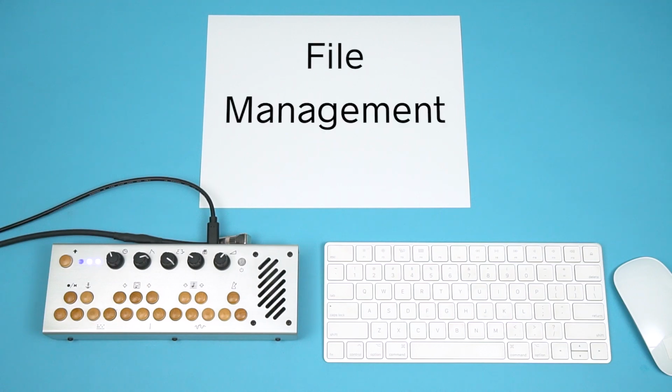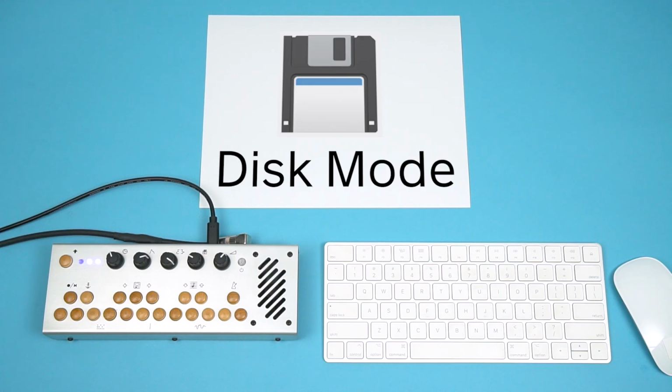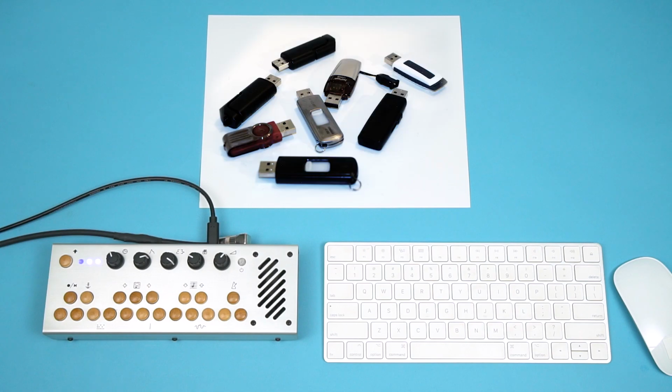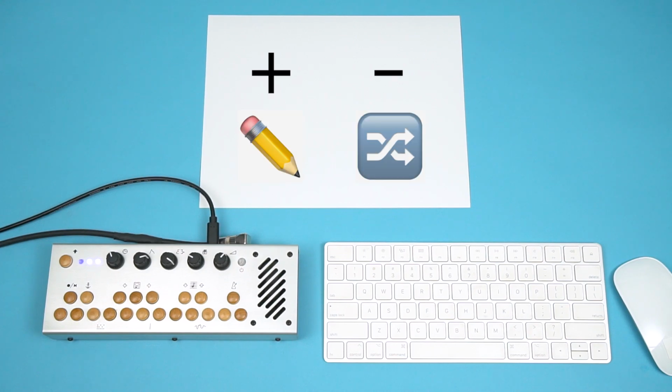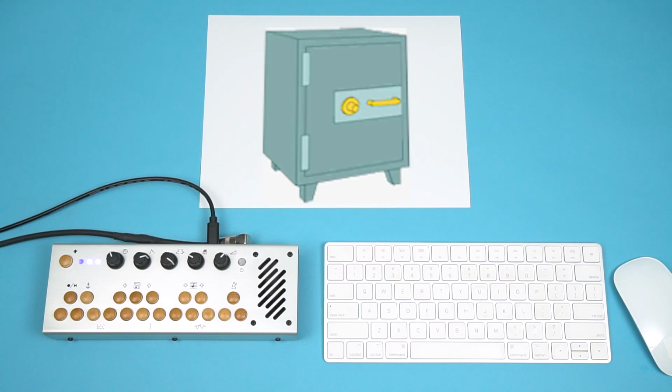Let's have some file management fun in disk mode. Disk mode is a simple and quick method for accessing and changing the contents of your 201 software. It's as easy as using any old flash drive or external hard drive. Specifically, we're talking about adding, removing, editing, and/or rearranging 201's modes and patterns. It's also the way to back up any files or presets to your computer.